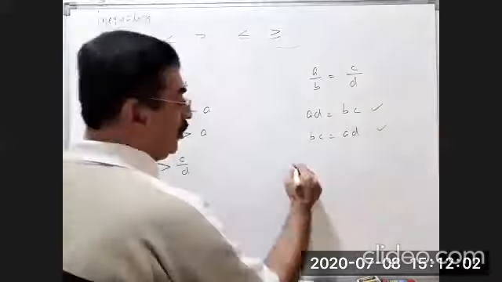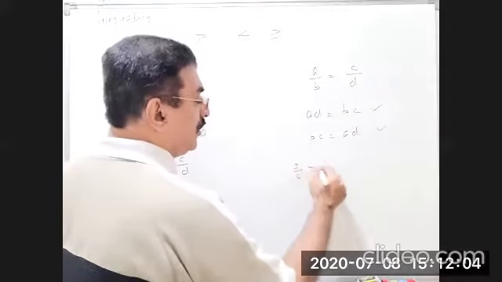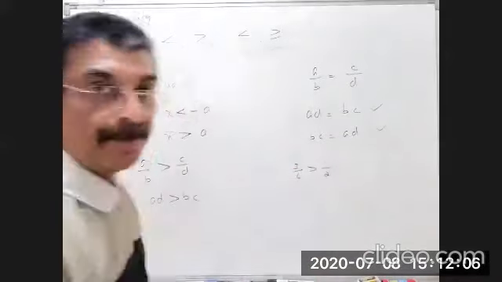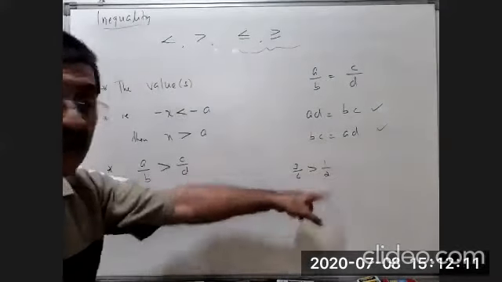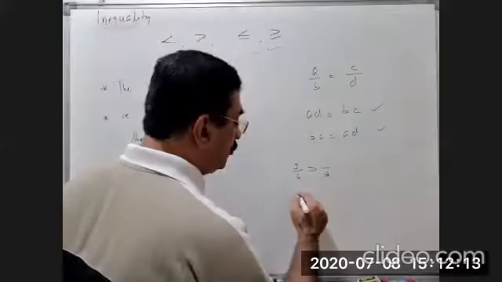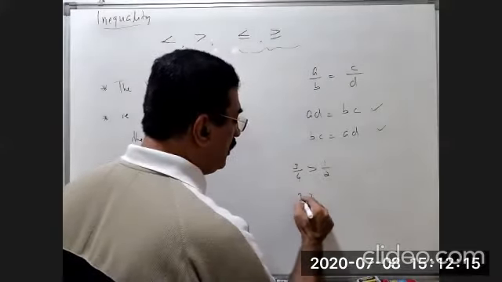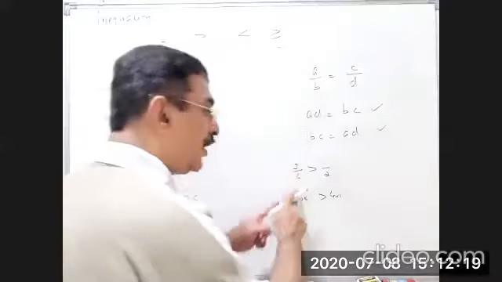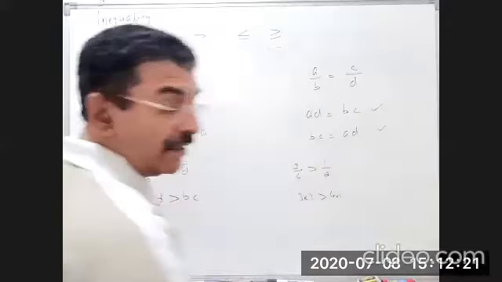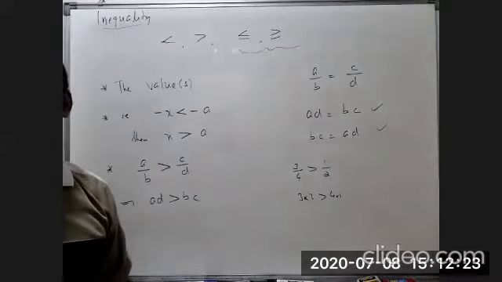See, we know that 3 by 4 is greater than 1 by 2, isn't it? 3 by 4 is 3/4, 0.75. This is greater than half. Then 3 2s are, 3 into 2 is greater than 4 into 1. We cannot write 4 into 1 greater than 3 into 2. That is not possible.